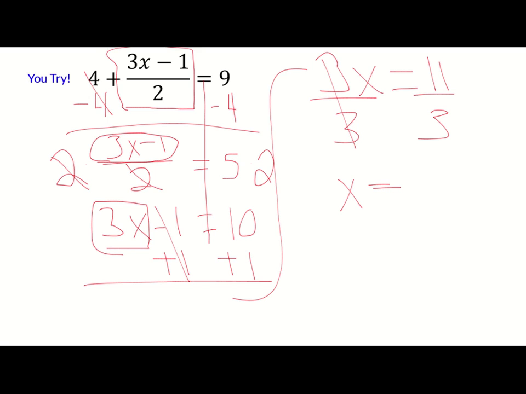And on the right, 3 does not go into 11 perfectly. So when this happens, when our numbers don't go perfectly into each other, we're going to leave our answers as fractions. We do want to make sure to simplify those fractions though. So if we think 11 and 3, there is no number that goes into both of those, so that's as simplified as it'll get. So our final answer would be x equals 11/3.